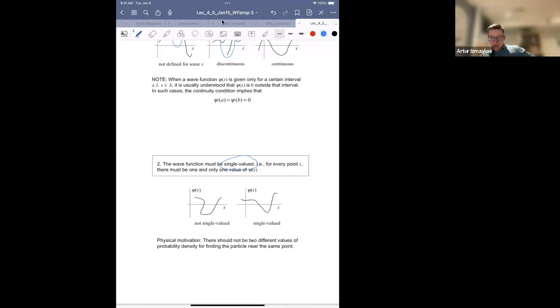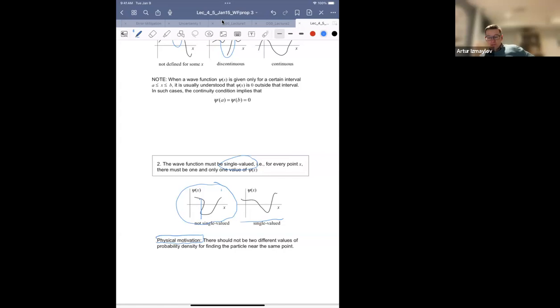That's another physical postulate. This is, for example, a non-single valued function, because for some points of x, you have multiple values of the function. And this is an example of a single valued function. Now, the physical motivation here is that there shouldn't be two different values of space where the probability density is different.